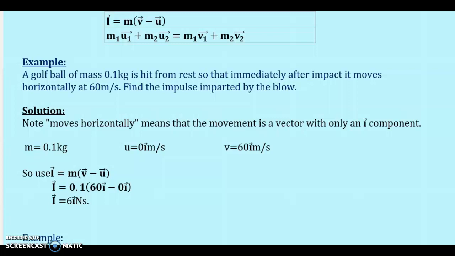So, be careful here. When it says it moves horizontally, it means that your movement is a vector with only an i component. We're back to vectors here. So we have a mass of 0.1 kilograms, an initial velocity of 0 meters per second, and a final velocity of 60i meters per second. So I can use the formula I equals mass times the change in velocity, and I get that the impulse is 6i Newton seconds. Straightforward enough.